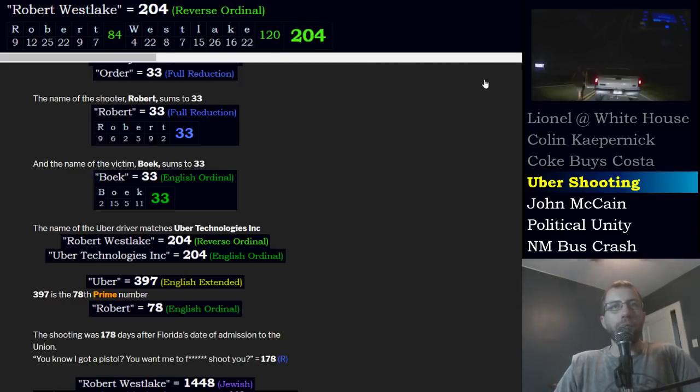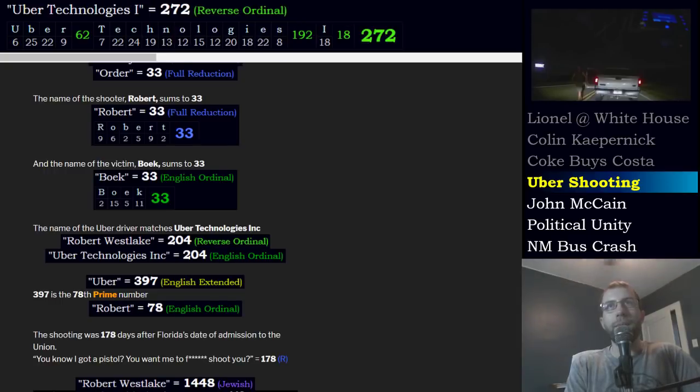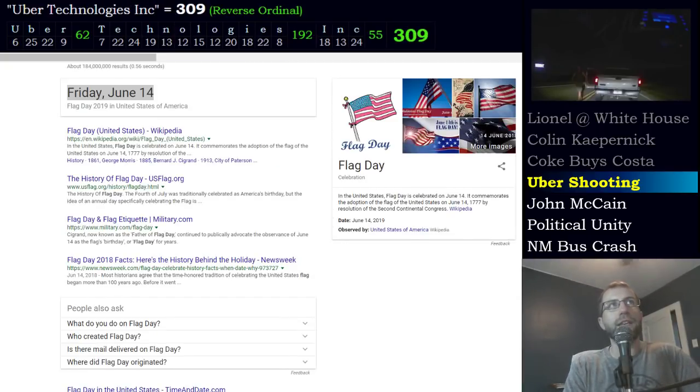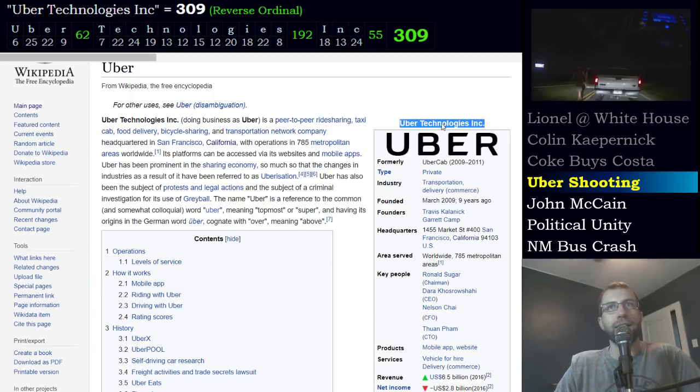Furthermore, in the reverse order, Robert Westlake, 204. This is the same as Uber Technologies, Inc. Because if you actually look up Uber on Wikipedia, you find that their full name is Uber Technologies, Inc.